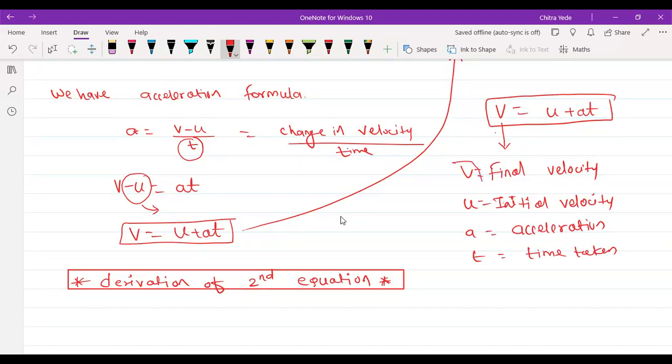If any three values are given, you can calculate the fourth one. So these are used to calculate either final velocity, initial velocity, acceleration or time taken. Now by using the second equation we can calculate distance also.